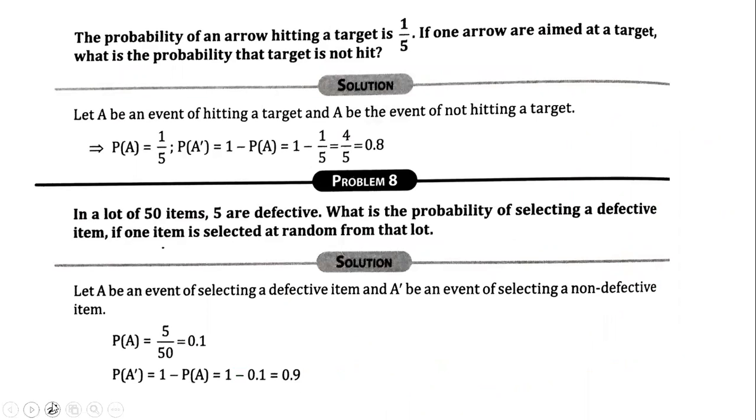Listen, the probability of an arrow hitting a target is 1 by 5. If one arrow is aimed at a target, what is the probability that the target is not hit? This is a different question. See, until now we have learnt what is the probability of getting a color, getting a card, what is the probability of getting different color cards or different color balls, right? But this question is talking about not getting it.